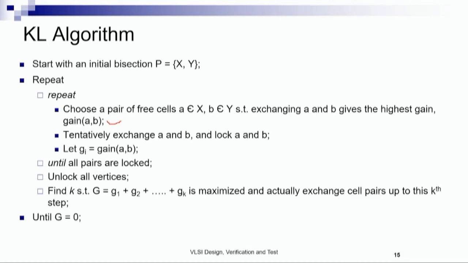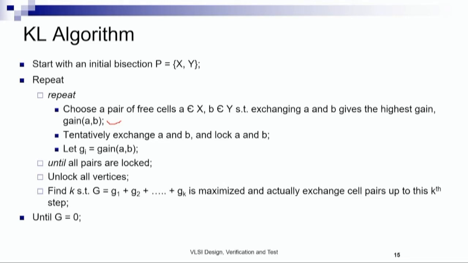And that initial partition will have a cost in terms of the number of wires that cross the partition, that will be called the cut size. Then we proceed in steps. So first we choose a pair of free cells, A belongs to X and B belongs to Y, such that exchanging A and B gives the highest gain in terms of reduction in cut size. So we choose two modules or vertices, one from X and the other from Y, and exchange them.